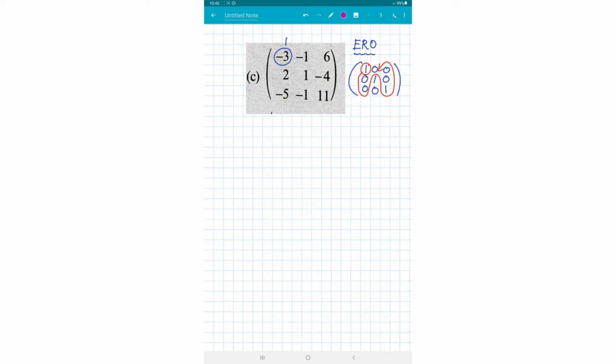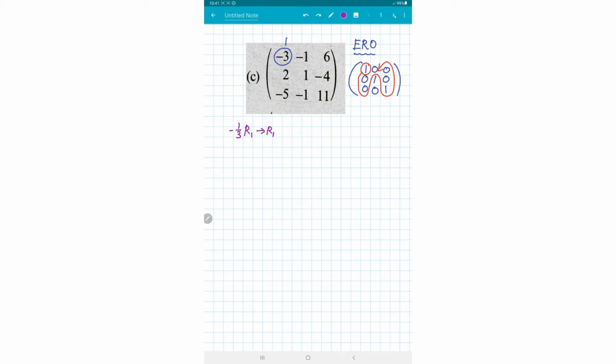How do we make the first row and first column into 1? Of course, we have to multiply the first row by negative 1 over 3, so negative 1 over 3 R1, for the new first row. All the elements here must be multiplied by negative 1/3.